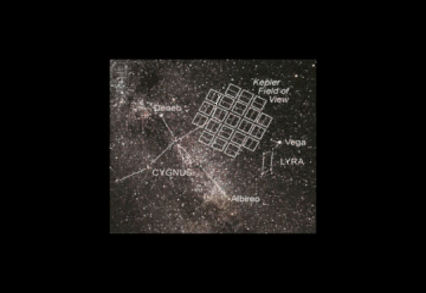Kepler will be continuously pointed at a region of space between the constellations Cygnus and Lyra, an area chosen because of the large amount of stars. 100,000 stars will be simultaneously observed over at least 6 years. Kepler will be looking for any signs of planets.